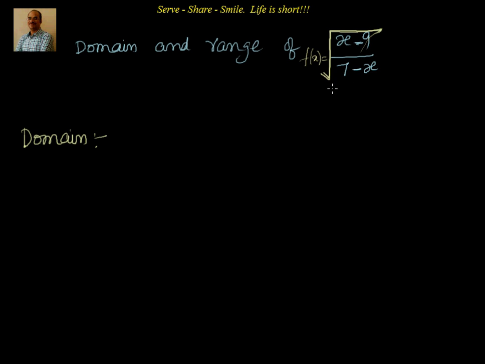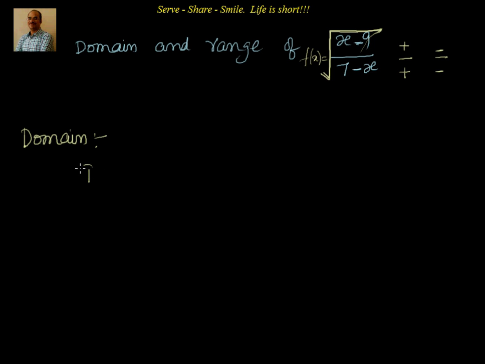Now we have a square root here, so the value inside the square root should always be greater than or equal to 0. How can this whole value be greater than 0? When I have plus by plus, or when I have minus by minus, since minus by minus is also plus. So what are the two conditions I have now? We also know that the denominator cannot be equal to 0.